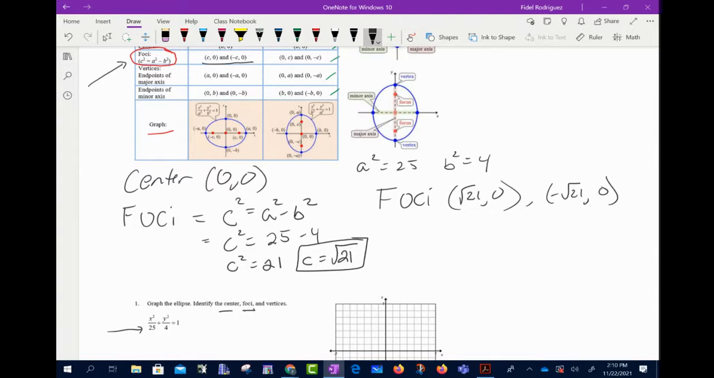Okay. So we found the foci, we found the center. Now we need to find the vertices.